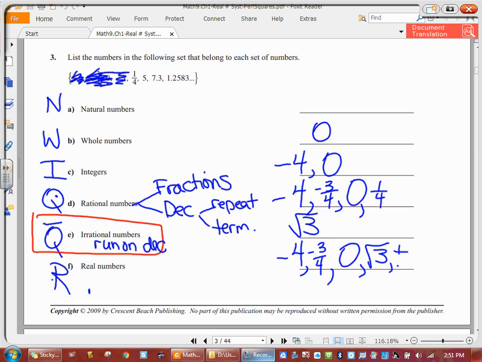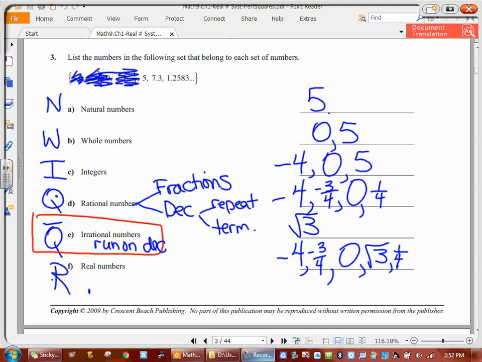Now we've got the number 5. Where would the number 5 fit? What kind of number is it? Natural. So if it's natural, it's going to be whole, integer, rational, and real. It's in all of them but one. Yeah, it shares popularity with everybody, doesn't it? All right, so we dealt with our 5.